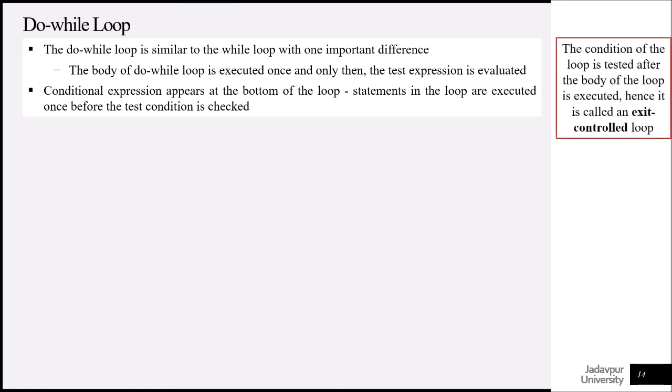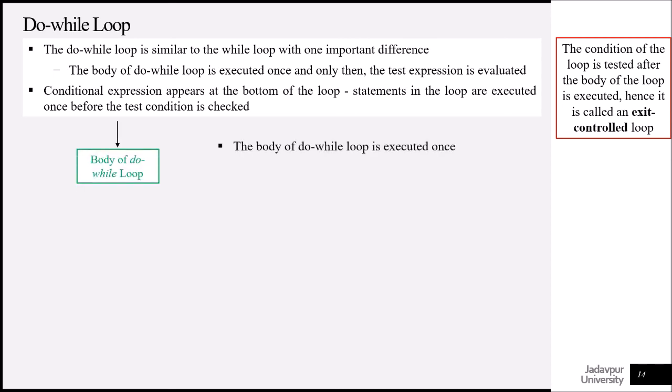As the condition is checked after the body of the loop is executed, it is known as an exit control loop. Let us now have a look at the flow diagram of the do-while loop and see its critical difference with the previously discussed while loop. So here one can see that the body of the do while loop comes first, and it needs to be executed first, and then only it can go to the test condition.